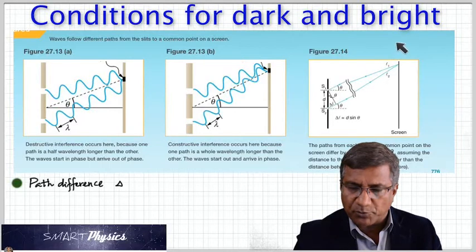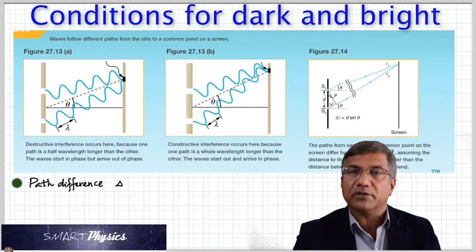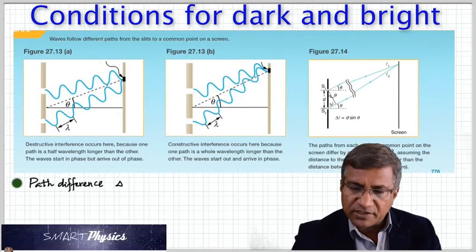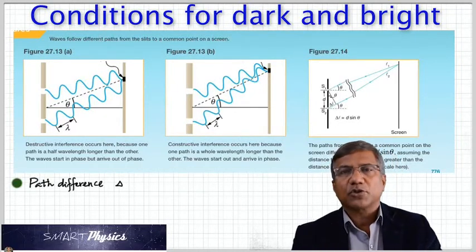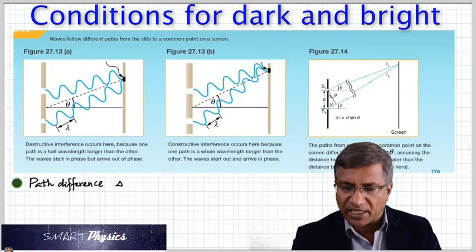So if you take a point further above, you see that when you draw those two lines, the angle is going to become bigger. While at the center of the screen, that angle is going to become 0. So the path difference is d sine theta.